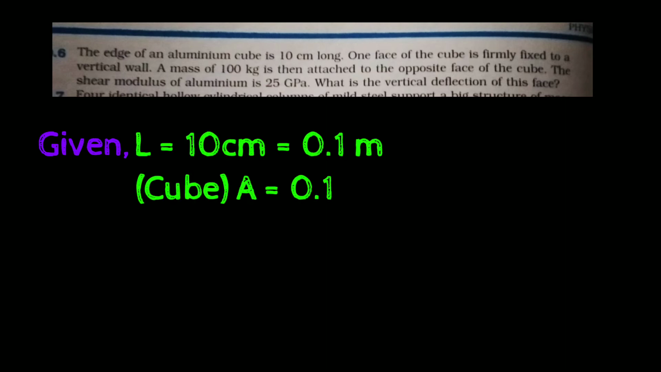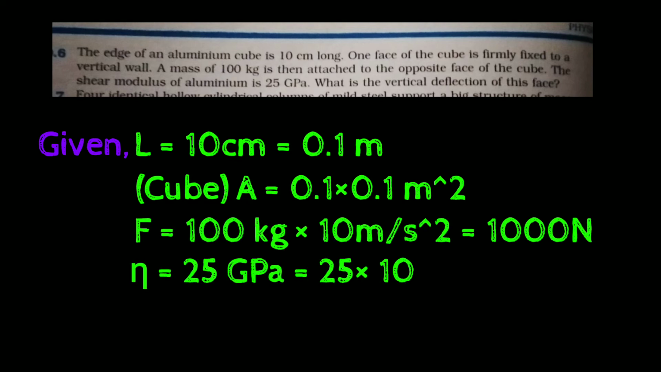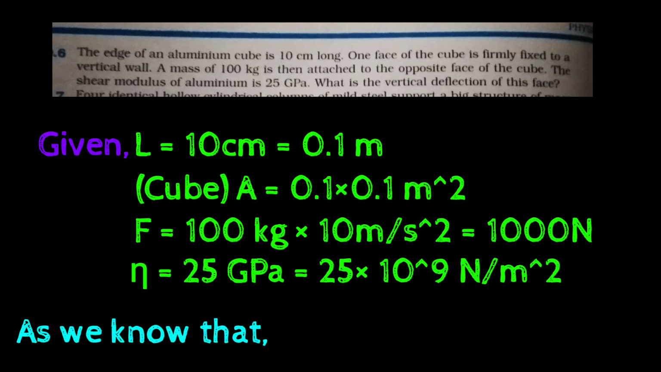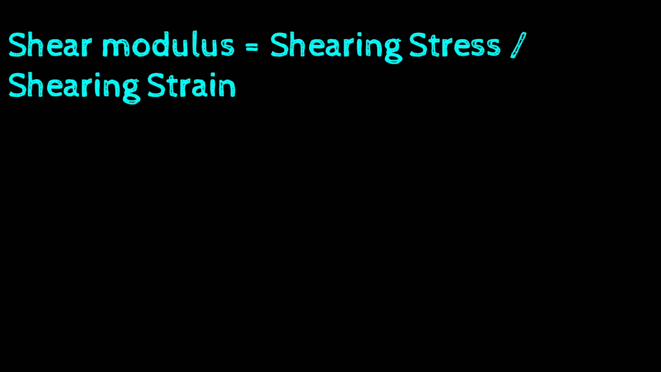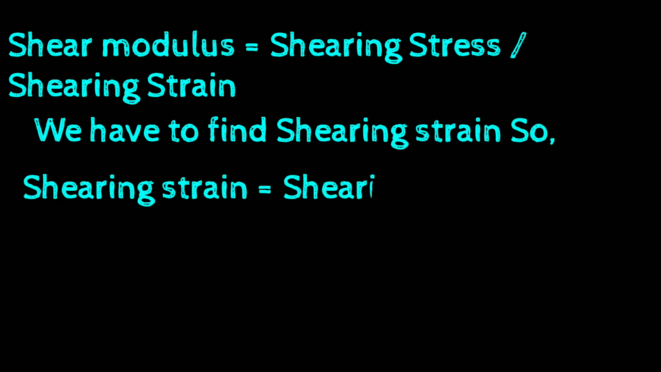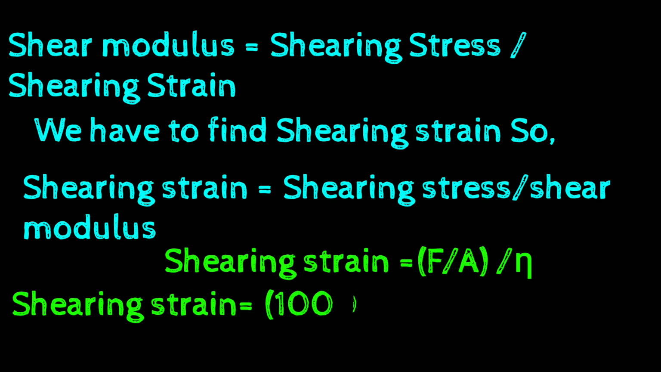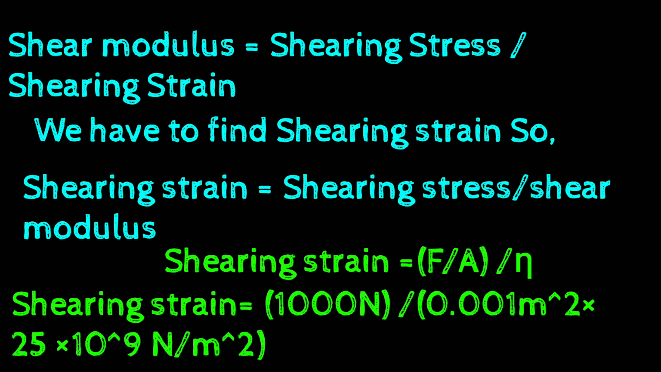Length equals 10 cm or 0.1 meter, and area of the cube face equals 0.1 into 0.1 meter square, and force equals 1000 Newton. Here shear modulus equals 25 GPa. As we know that shear modulus equals shearing stress by shearing strain, we have to find shearing strain. So shearing strain equals shearing stress by shear modulus. So shearing strain equals force by area by shear modulus.